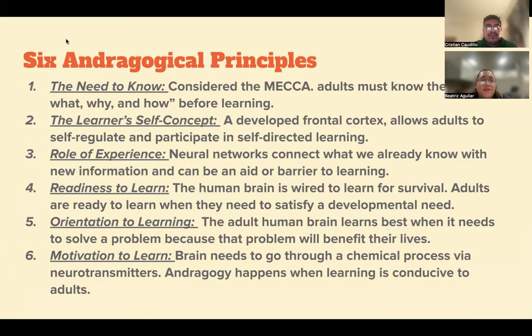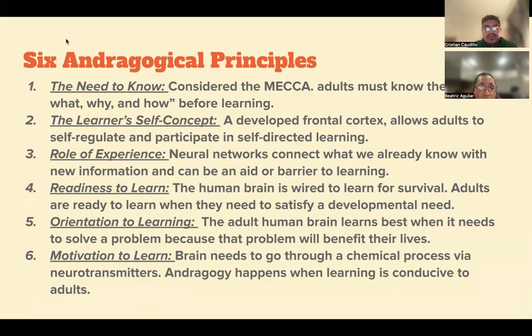So we have six andragogical principles. The first one is the need to know. The second one is the learner self-concept. Then we have role of experience. We have readiness to learn, orientation to learning, motivation to learn. The first one, adults, before they learn something, they have to ask themselves the who, the what, the why, and the how before they learn something.